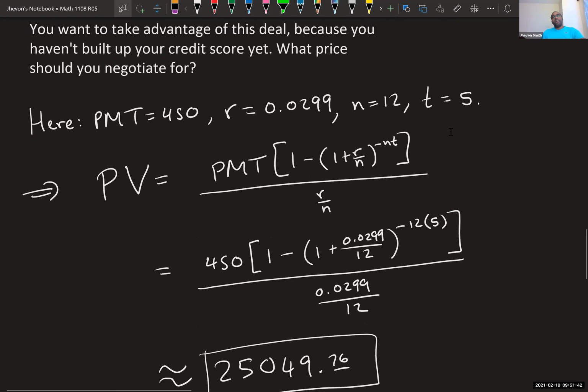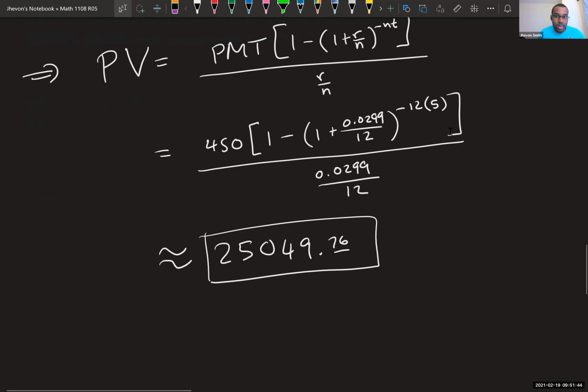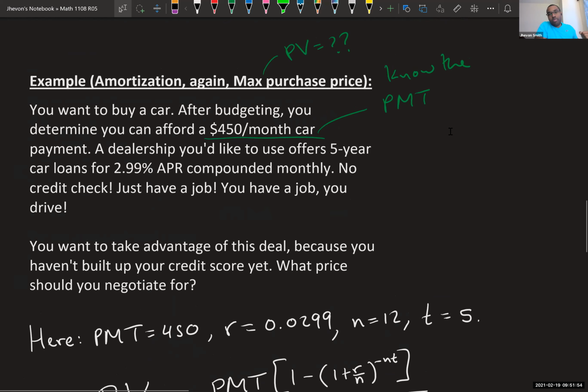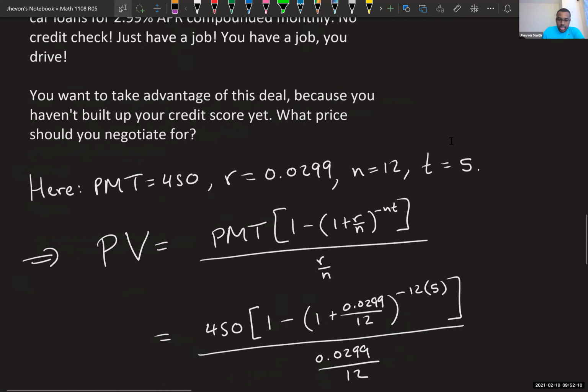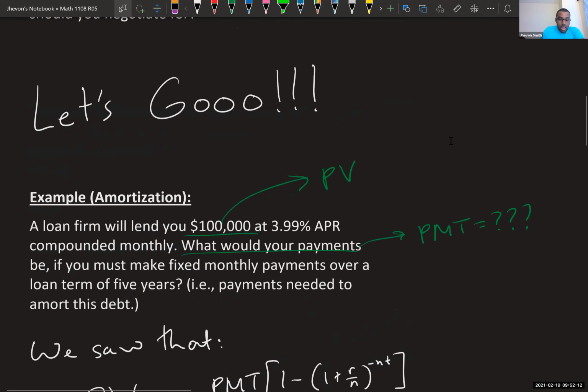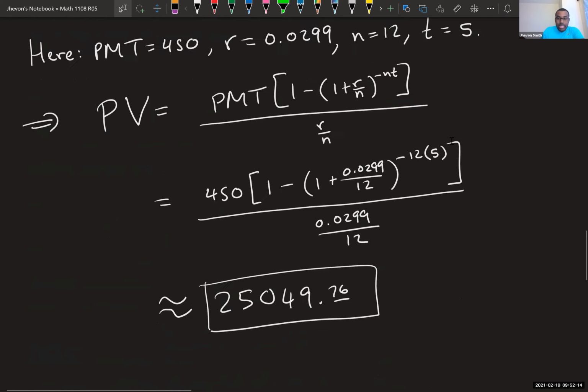But yeah, as a general ballpark figure, that's the car you can afford, a $25,000 car under these conditions. So this is the problem called the max purchase price problem. If you know your payments and you know what interest you're being charged, what is the maximum price that you should be purchasing something for? It's called the max purchase price problem. And you use the amortization formula for it because you are paying down a debt. Okay, so that wraps up the examples for chapter 3.